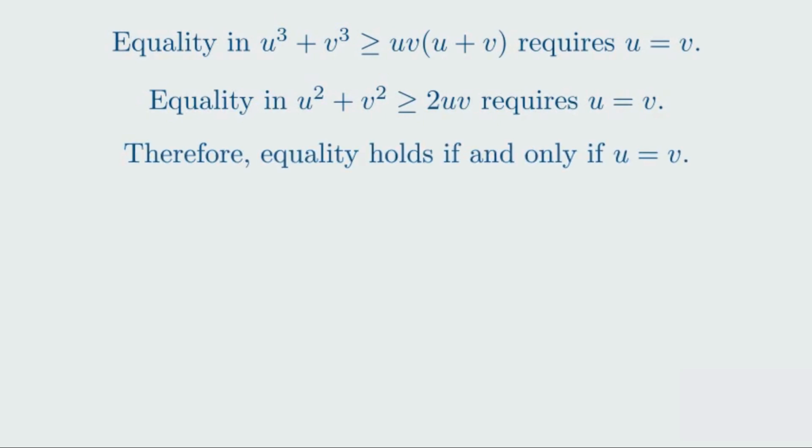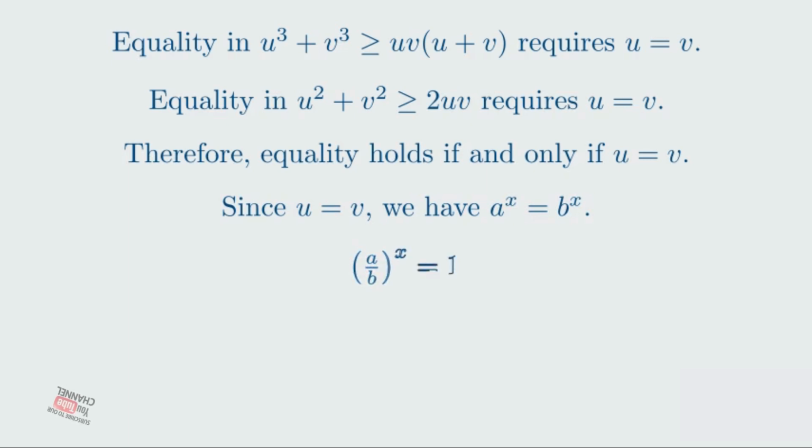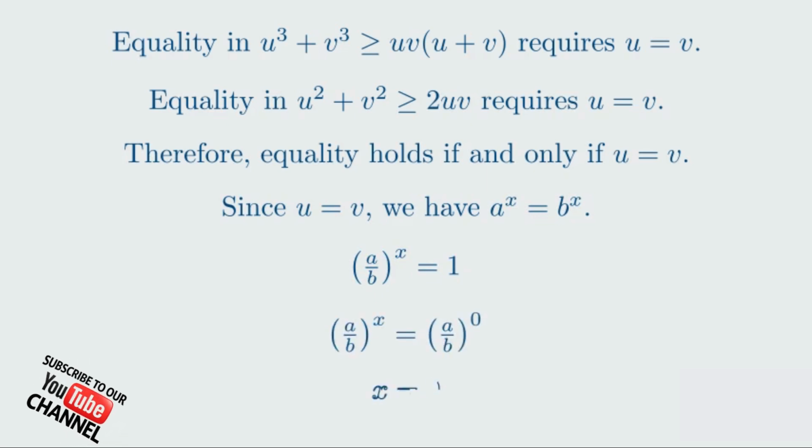Now we can use our original substitutions to find the value of x. We have u equals v, and we know that u is a to the x and v is b to the x. So, we must have a to the power of x equals b to the power of x. We can rewrite this by dividing both sides by b to the x. Since they both have the same exponent, we can write it as the quantity (a over b) to the power of x equals 1. For any non-zero number, the only exponent that results in 1 is 0. So, we must have x equals 0.